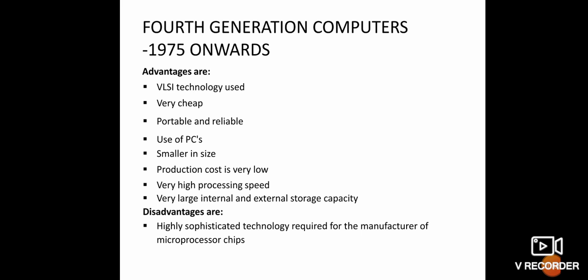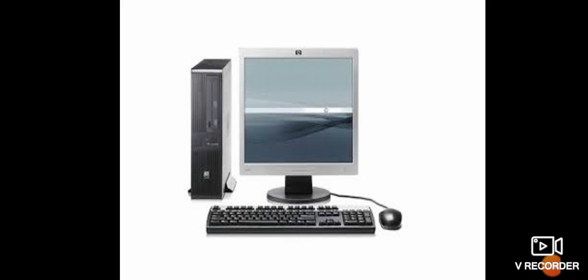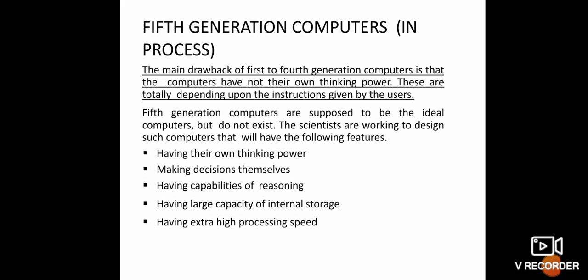The disadvantage is that highly sophisticated technology was required for the manufacturing of the microprocessor chip. Okay, this was the computer of the fourth generation. And now we are moving on to the fifth generation. The main drawback from the first to the fourth generation computers is that they do not have their own thinking part. They totally depend upon the instructions given by the user, and then the whole system gets executed.